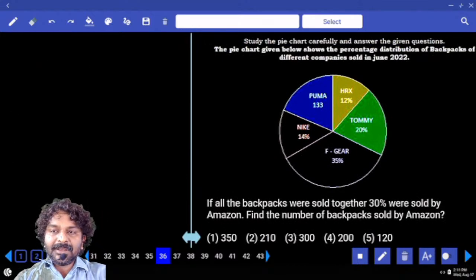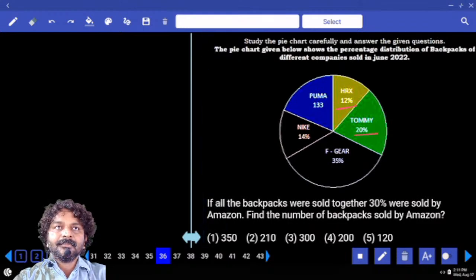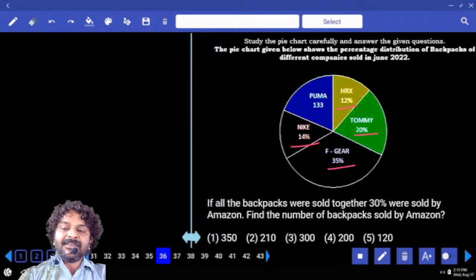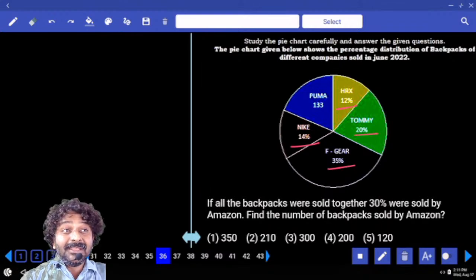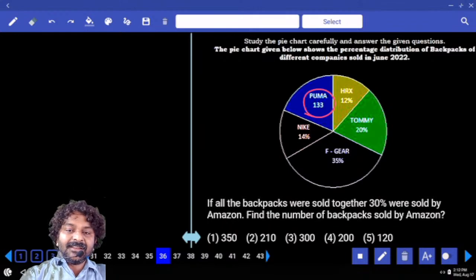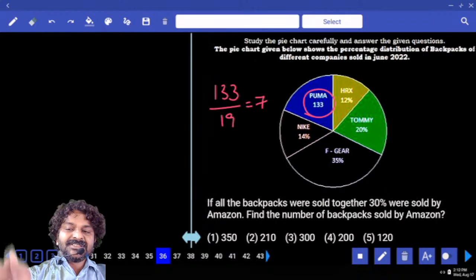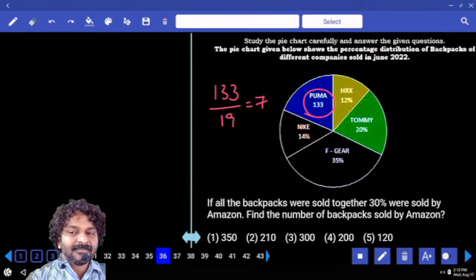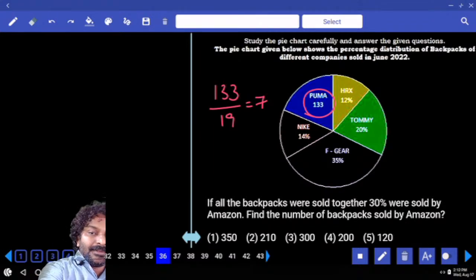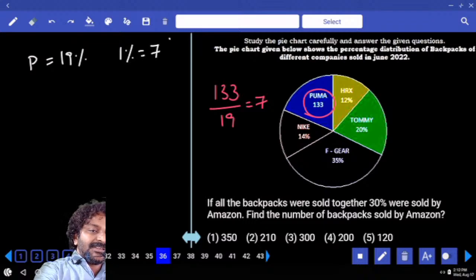The pie chart given below shows the percentage distribution of backpacks of different companies sold in June 2022. Now segregation is in terms of percentage. 12 plus 20, 32. 32 plus 35, 67. 67 plus 14, 81. Remaining, and that is mentioned as 133, right? Then 1% value is 133 by 19, which is equal to 7. So Puma in terms of percentage is 19%, correct? So Puma is 19%, where 1% value is 7.